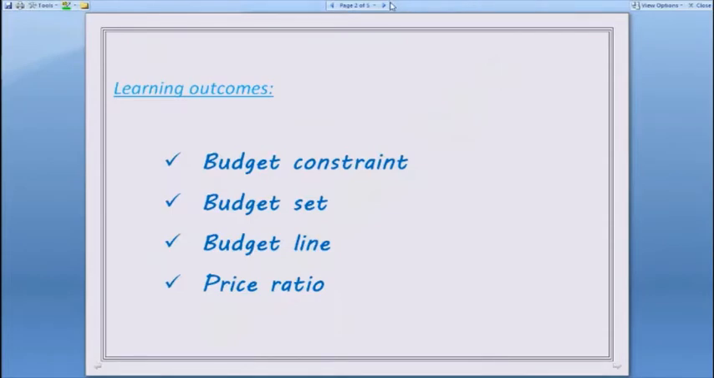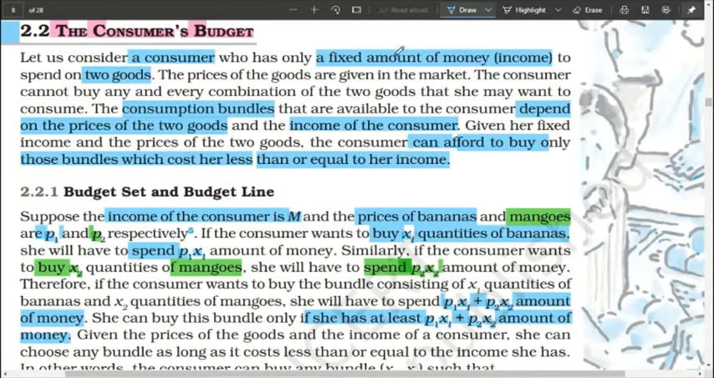We need satisfaction from consumption of goods, but we all know we have to buy them, so there's a budget involved. A consumer has a fixed amount of money. That's the budget that he has. He has to spend it on two goods. That's why he will have many bundles, many combinations to choose from these two goods, if he knows the price of these two goods and the income in his pocket. He can afford to buy these bundles only if they cost less than or equal to his income. He can't spend beyond what he has.